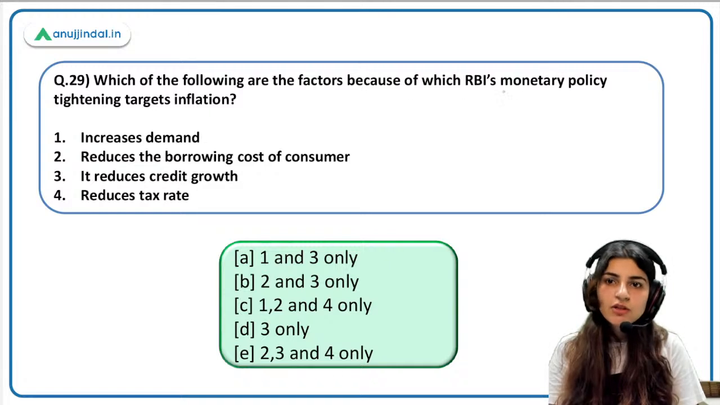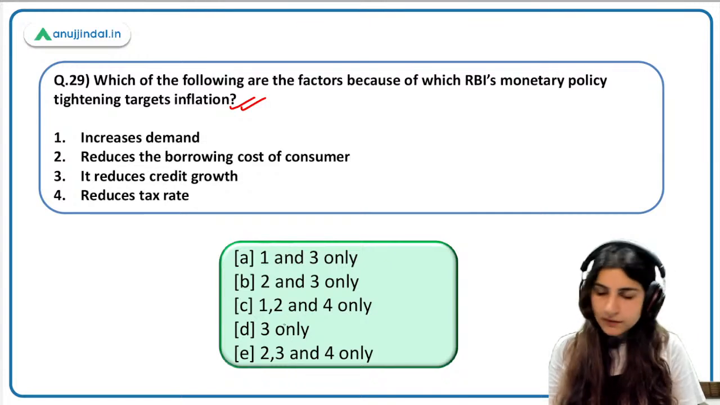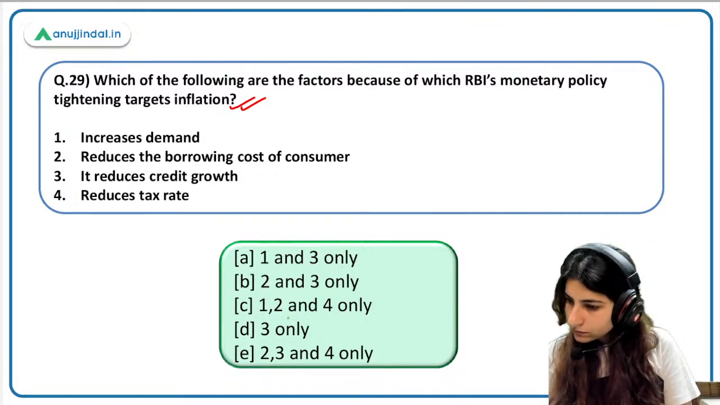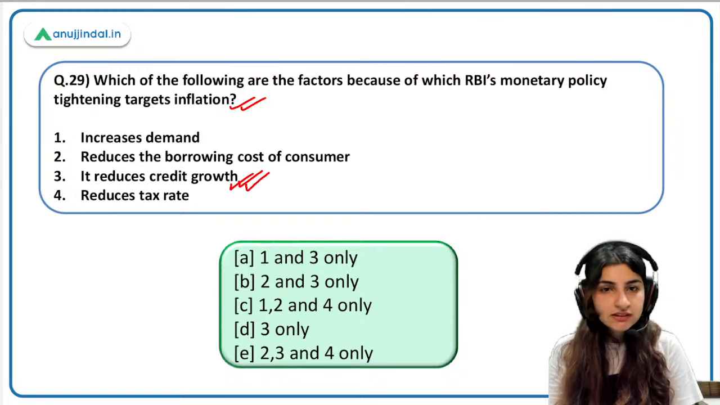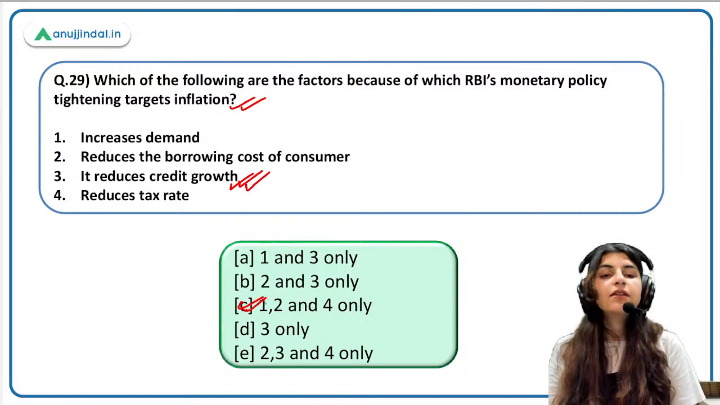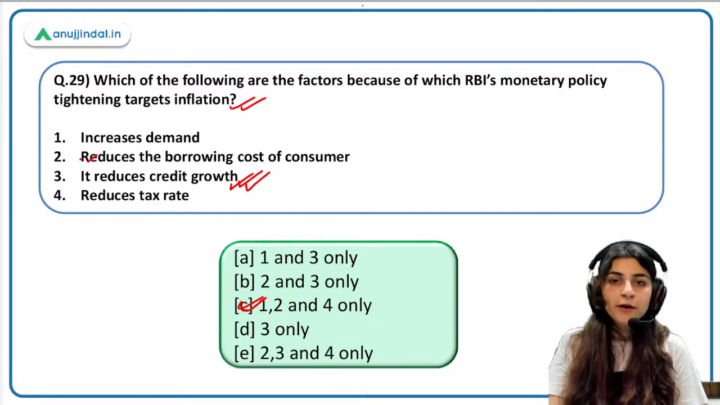Which of the following are factors because of which RBI's monetary policy targets inflation? 1, 2, 3. 1, 2, 3 का option क्यों नहीं है? Reduces borrowing cost of consumer. It increases the borrowing cost. It reduces the credit growth. This is correct. So third statement is correct. And option number C is correct. 1, 2 and 4 is correct. Okay.